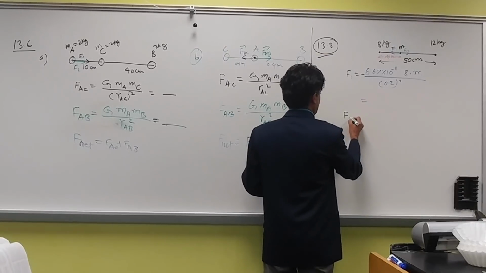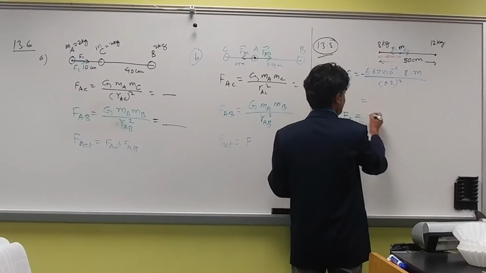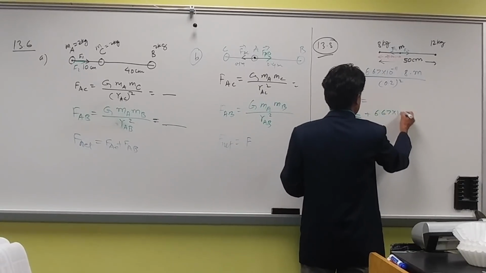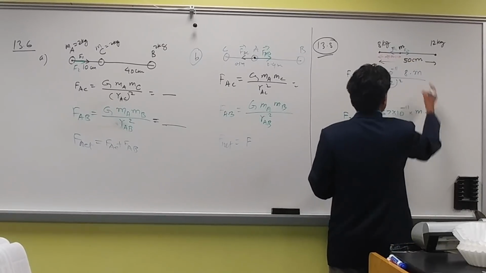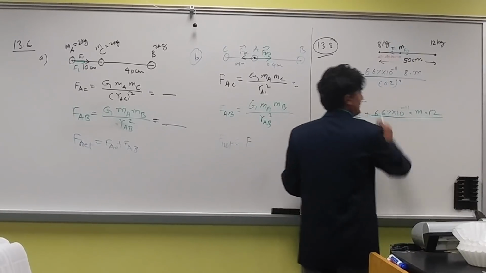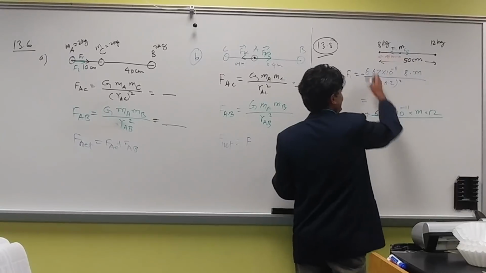So F2 equals, what is it? Since it's going that side, I take it positive. So G, which is 6.67 times 10 to the negative 11, times M times 12, divided by... by the way, don't multiply this M, because M will be M, right? So whatever, just do this.